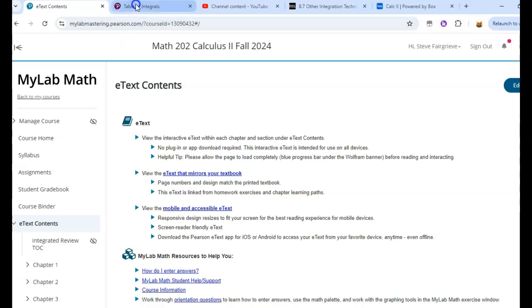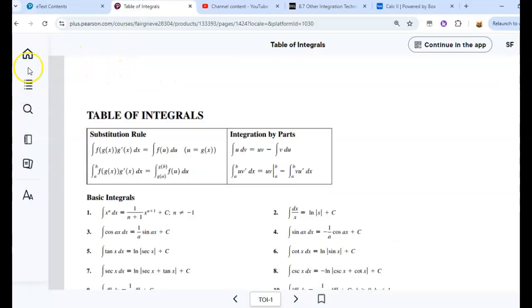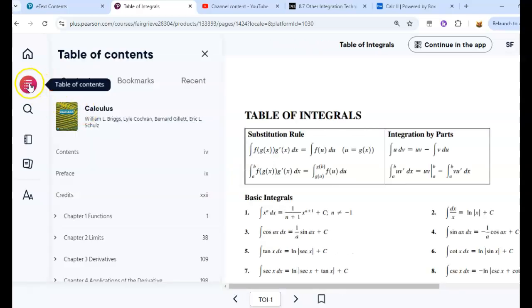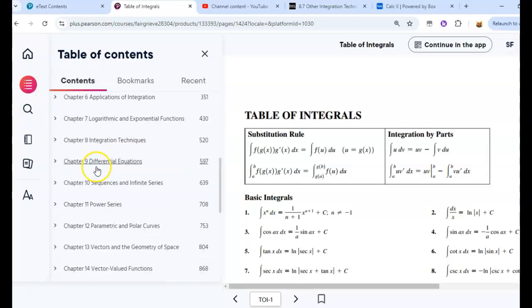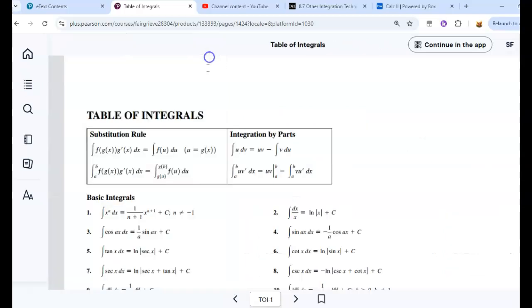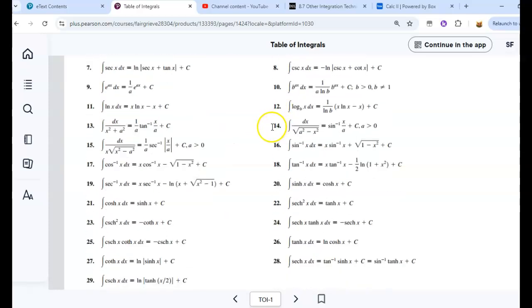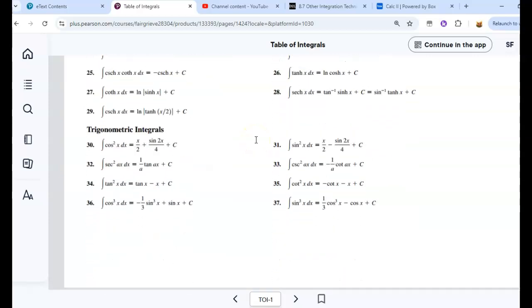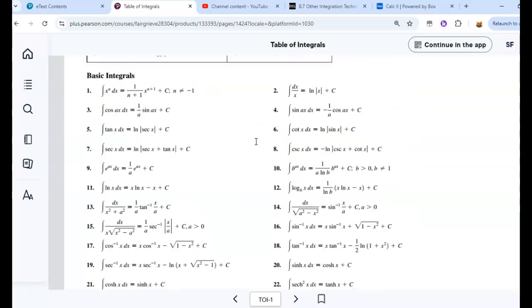Okay, when I click on that, it opens up after a little bit this site where we have the eText, and on the left we can click the horizontal bars and go through the table of contents. And if you scroll all the way to the bottom of the table of contents, it says table of integrals, and if you click on that, that opens up this page, which is the table of integrals that we're going to be looking at for these upcoming examples. Okay, so we're going to be looking at this table of integrals and using it for our upcoming examples here.